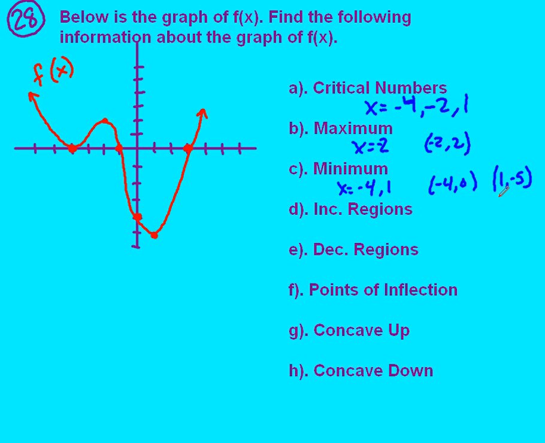Increasing and decreasing regions. Just think this means slope. Increasing regions mean you have a positive slope. You're going upwards. So that would occur in this region right here from negative 4 to negative 2. And then again from this minimum at 1 up all the way to infinity. Decreasing regions mean a downhill slope. So that's from negative infinity up to negative 4. And then again from negative 2 to 1 as you're going down yet again.